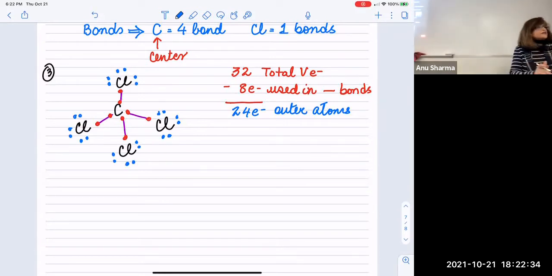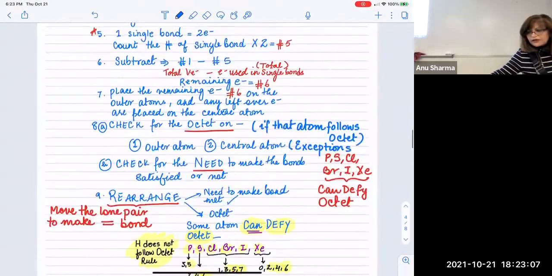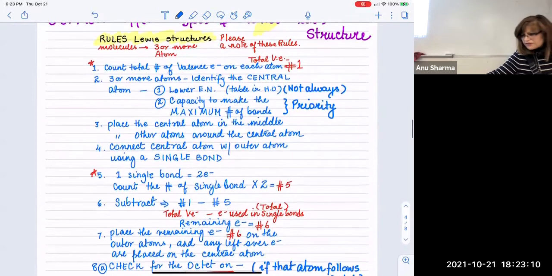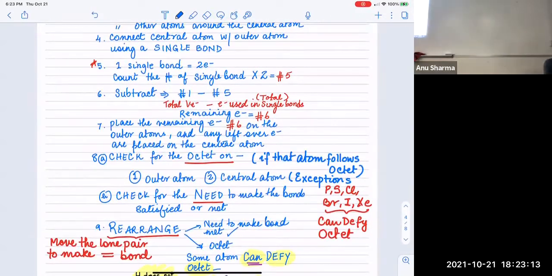All the electrons got used up in making these bonds. So is it a stable structure? You're going to check now. What are you checking here? What will you check? Remember the rules? You tell me. So what will you check?